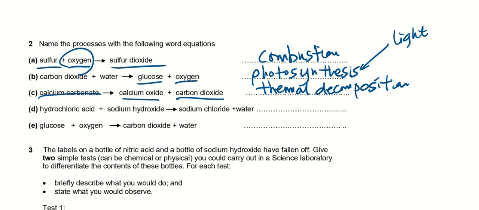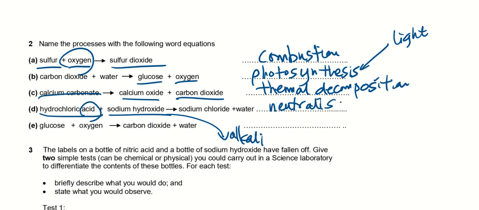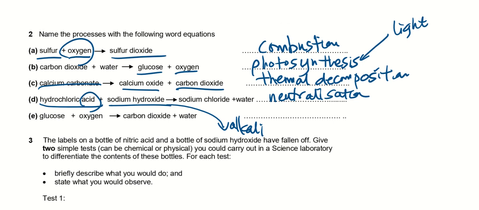Okay. Now, hydrochloric acid is your acid plus sodium hydroxide. So this is actually your alkaline. So this must be neutralization. Later I'll do some revision on acid and alkaline. So sodium chloride is actually your salt. So the products will be salt and water. So glucose plus oxygen becomes carbon dioxide and water. This is actually respiration.